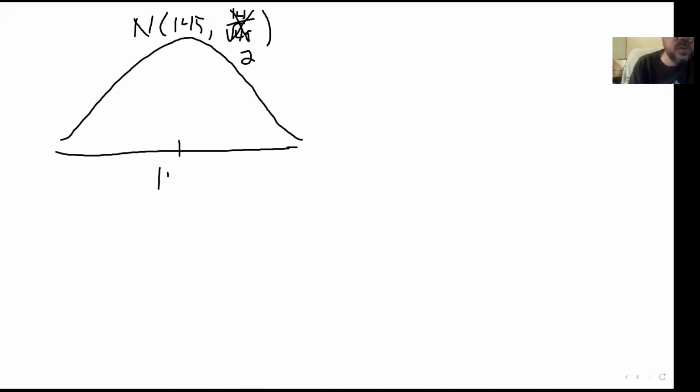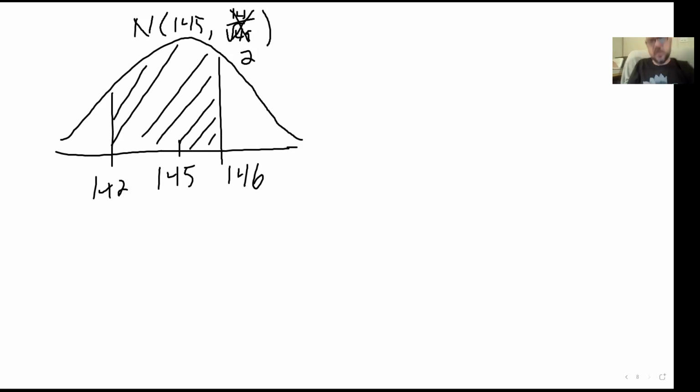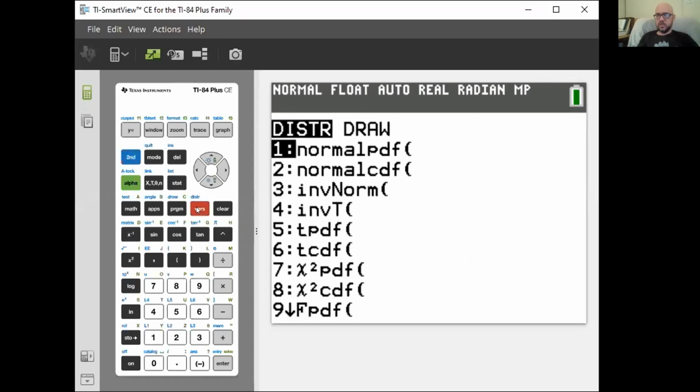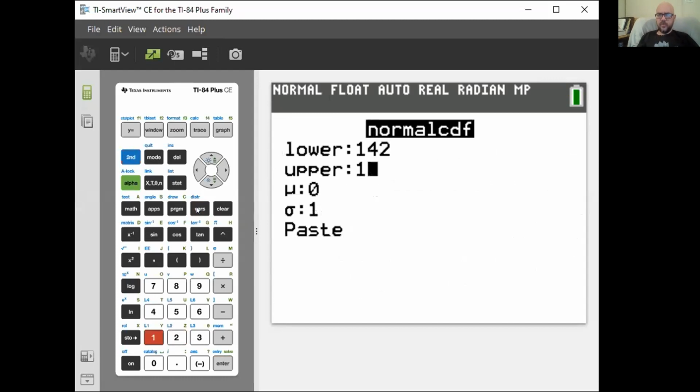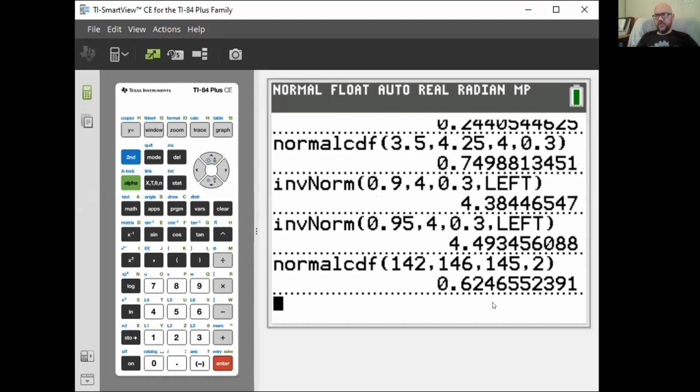So we had 145 here. And they said, what's the probability it's between 142 and 146? So 142 is over here somewhere, and 146 is over there. And so we're going to do normal CDF, right? I want all this area in the middle. So we're going to do normal CDF from 142 to 146 with a mean of 145 and a standard deviation of 2. So let's pop over to the calculator to do that. Distributions, normal CDF, 142 to 146 with a mean of 145 and a standard deviation of 2. 62.47%. So there you go.